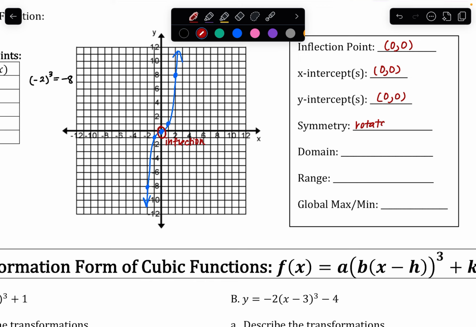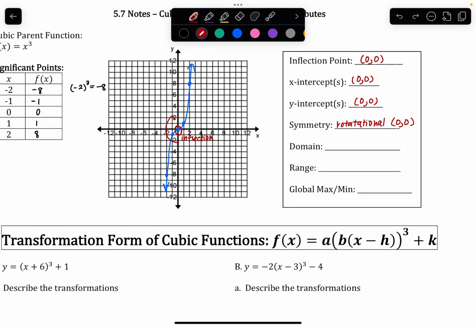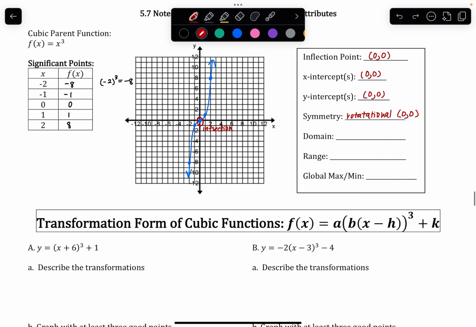Okay, rotational. Instead of an axis of symmetry, we have a point of symmetry, which means if I were to rotate this graph, it would look the exact same. Okay, and so it's rotational symmetry about a point this time instead of flipping. If I were to flip this graph, it would look different. But since if I rotate it, it would look the same. That's why we have a point of symmetry instead of an axis of symmetry.